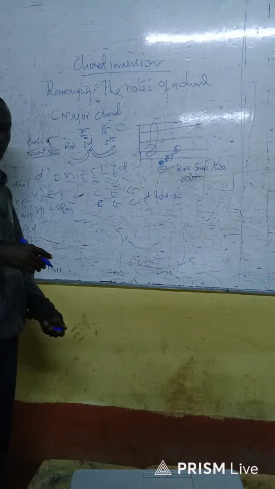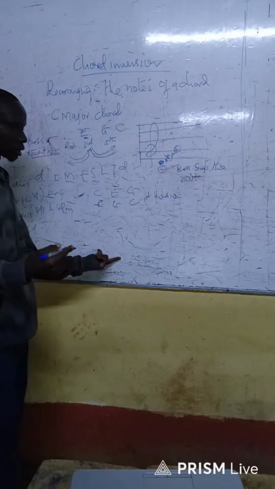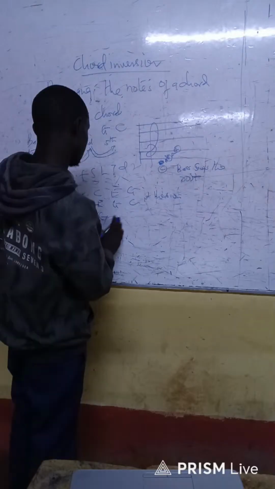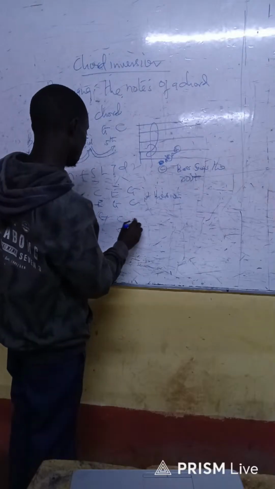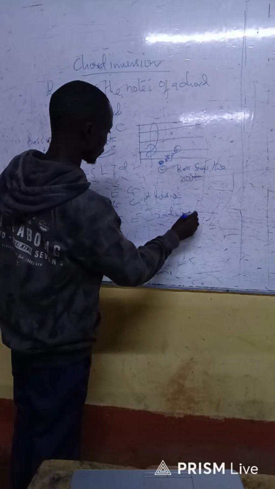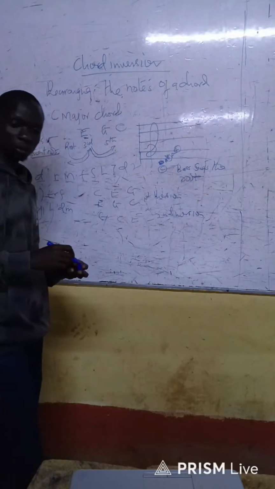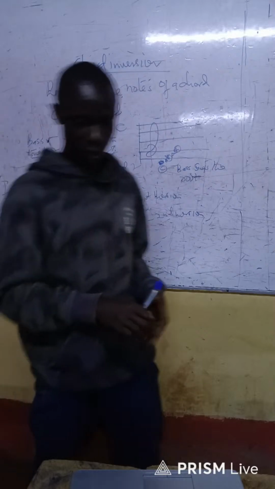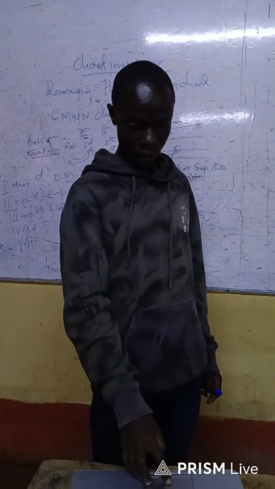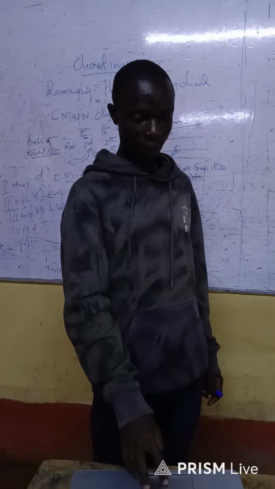Now we have the second inversion, which is when the bass sings the third note, with C and E above it. Now this is the second inversion. I think we are together to that point where we are able to understand how notes are being inverted.